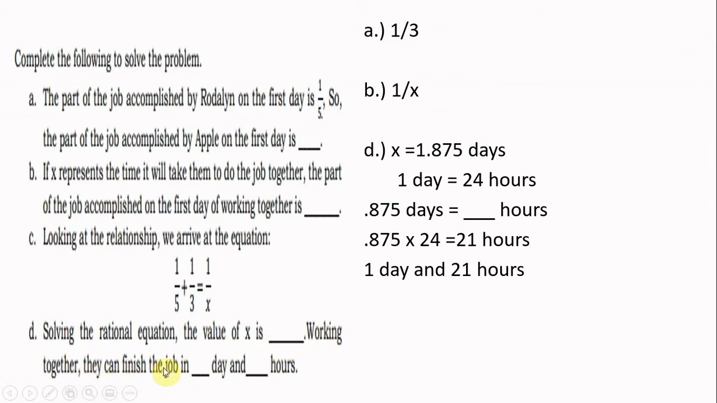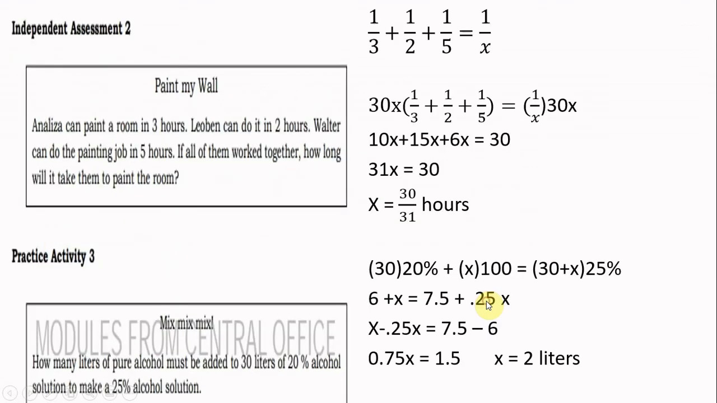Working together, they can finish the job in how many days? So 1.875 days, and 1 day equals 24 hours. Convert 0.875 days into hours. So 0.875 days is equal to blank hours. We will multiply this by 24 hours, since the conversion of 1 day is equal to 24 hours. Multiply this by 24, the answer is 21 hours. So therefore, it is 1 day and 21 hours.